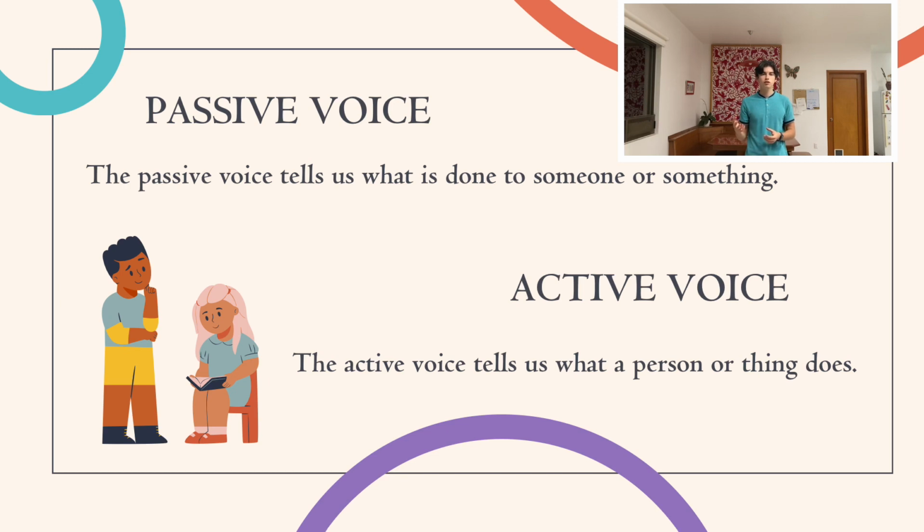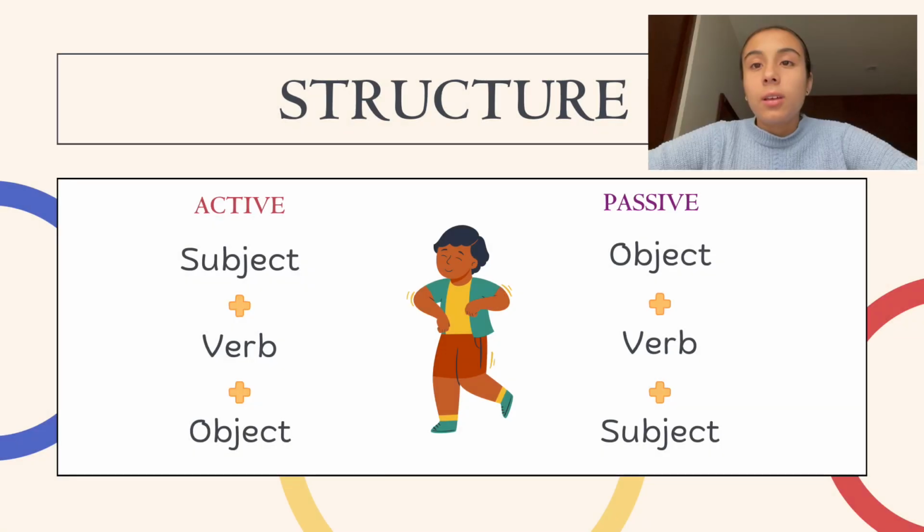Passive voice centers more on the action that is done to someone or something, and active voice tells more about what someone or something does itself. In active voice, the subject performs the action or verb on the object. The formula of active voice contains the following elements. The sentence starts with the subject, followed by the verb, and lastly by the object.